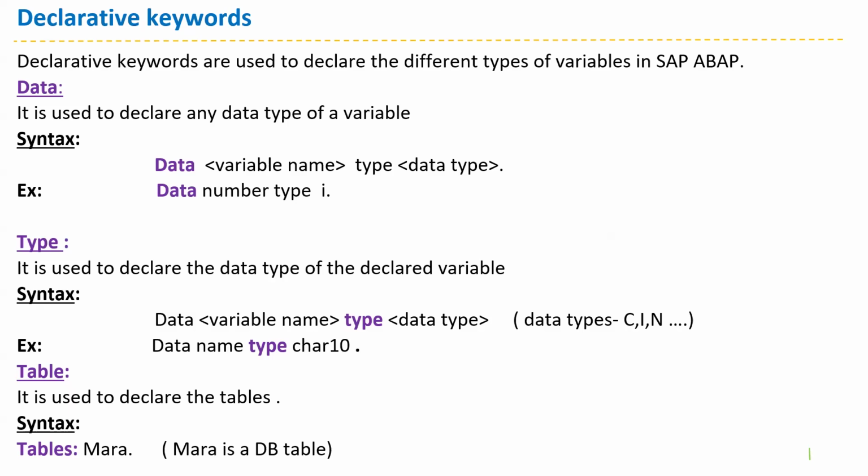But if I want to write the logic, I need a keyword, an ABAP keyword. So that is data. Data is a declarative keyword which is used to declare any data type of a variable. So the syntax is data, variable name, where you want to store the data. Then for that variable name we have to give type, data type. Data type is nothing but here you can give either character data type, numeric, date data type, or integer data type.